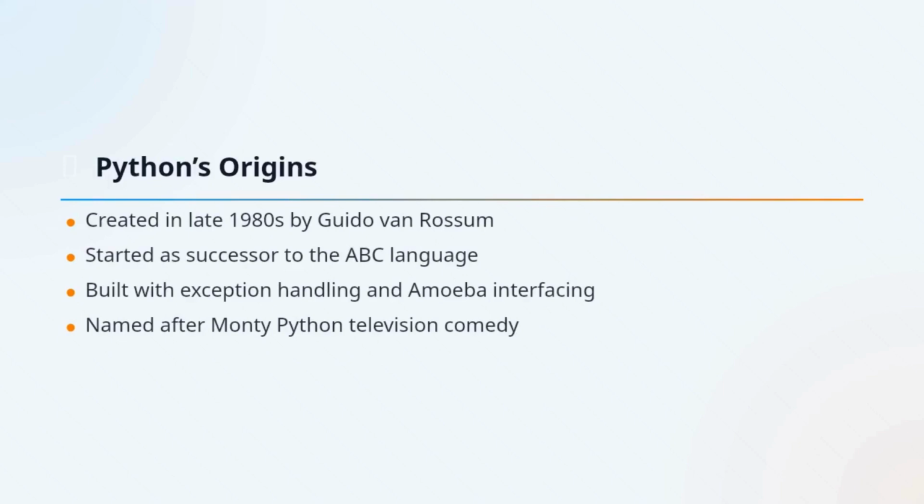in the Netherlands. It was designed as a successor to ABC, but with stronger practical features like exception handling and the ability to interface with the Amoeba operating system. Guido remained the central decision-maker for many years, which is why the community called him the BDFL, or Benevolent Dictator for Life. And yes, the language name came from Monty Python's Flying Circus, not from the snake.